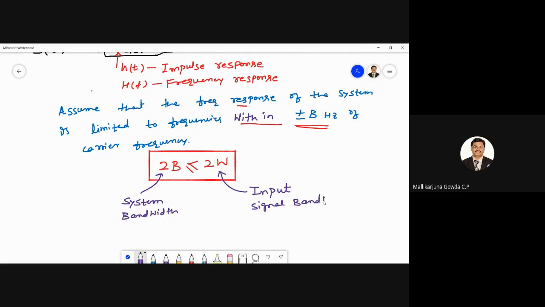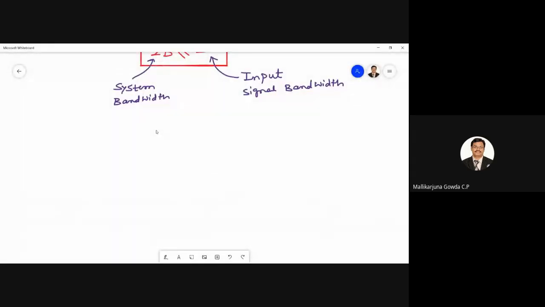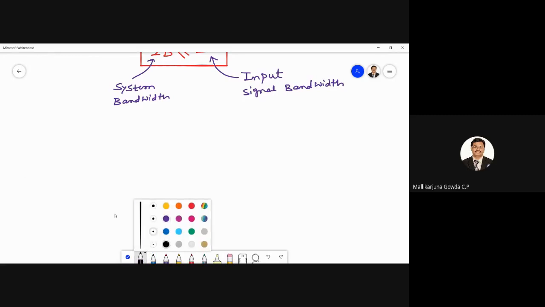So this is the assumption I am making: the system bandwidth will be less than or equal to the input signal bandwidth. Now let me represent the impulse response of this bandpass system, h of t. Just as I represented the bandpass signal in terms of in-phase and quadrature-phase components, I can express the impulse response of the bandpass system in terms of in-phase and quadrature-phase components.